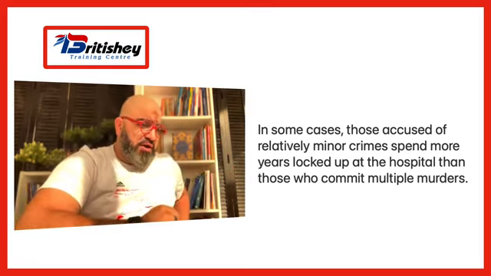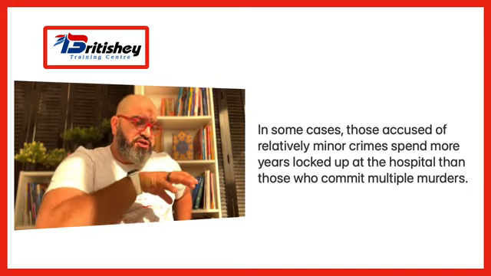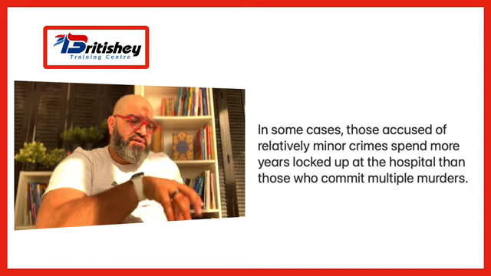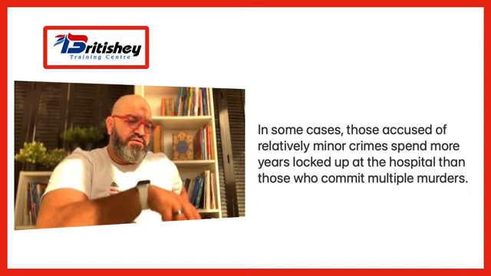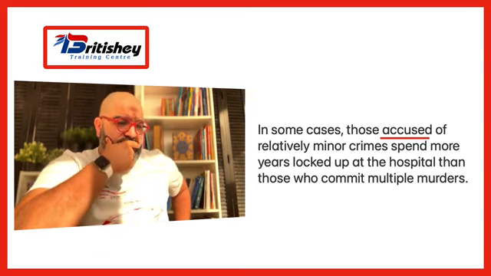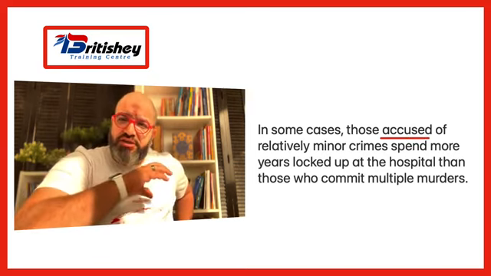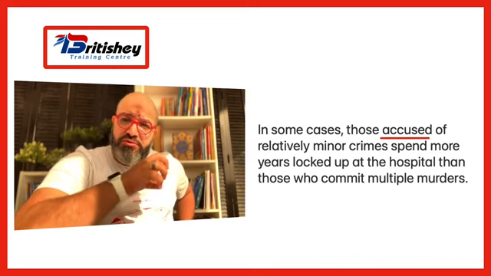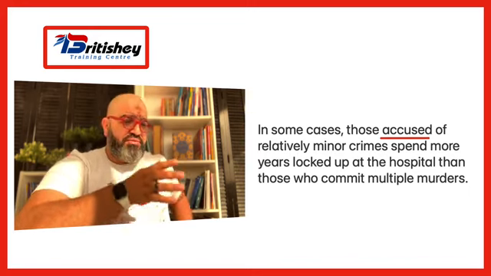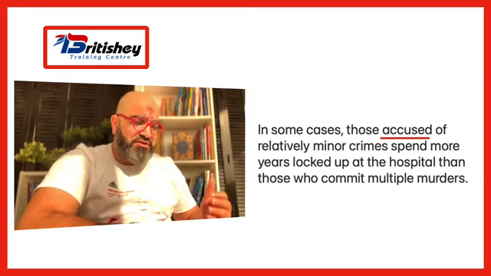And when we look at it, my friends, we've got those accused of relatively minor crimes spend. Oh, so we've got accused here. And accused here is actually a past participle used as an adjective. It's not preceded by verb to have. It's not preceded by verb to be.